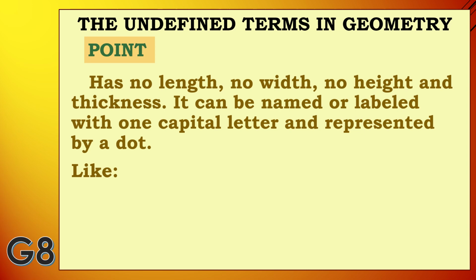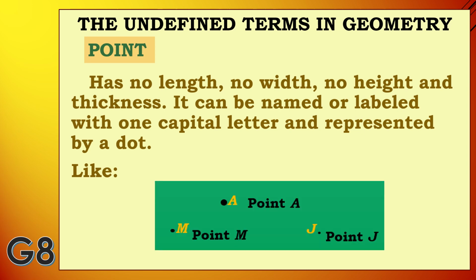Point is one of the undefined terms in geometry. It is described as something that has no length, no width, no height, and no thickness. It can be named or labeled with one capital letter and represented by a dot. Say, for example, in this figure, we have 3 points named point A, point M, and point J. It uses capital letters to represent the point.